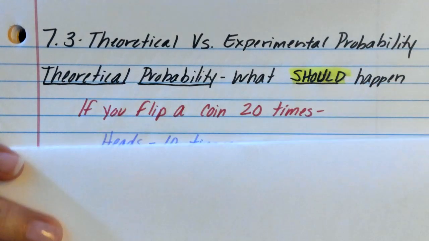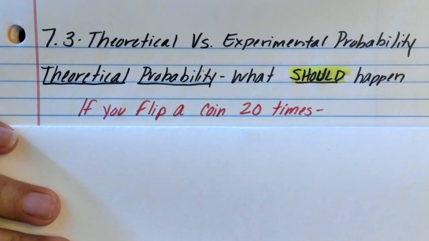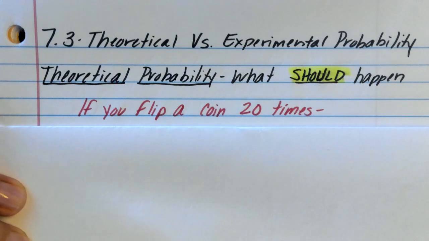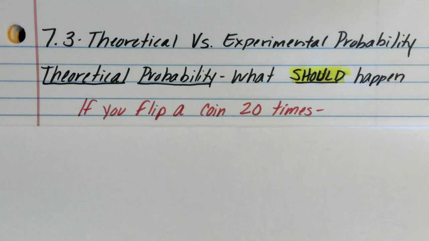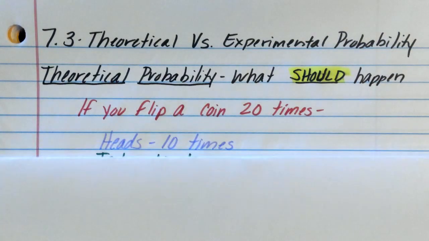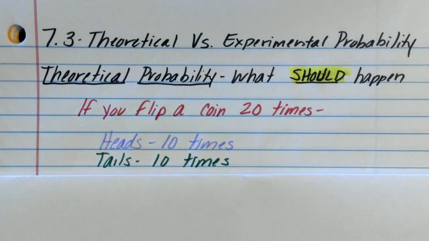So the example I have here is if you flip a coin 20 times. Well, there are two sides. There's a heads and a tails. So theoretically, because there are two sides, if you flip it 20 times, you should get heads 10 times and tails the other 10 times, making a total of 20. So your theoretical probability works out.